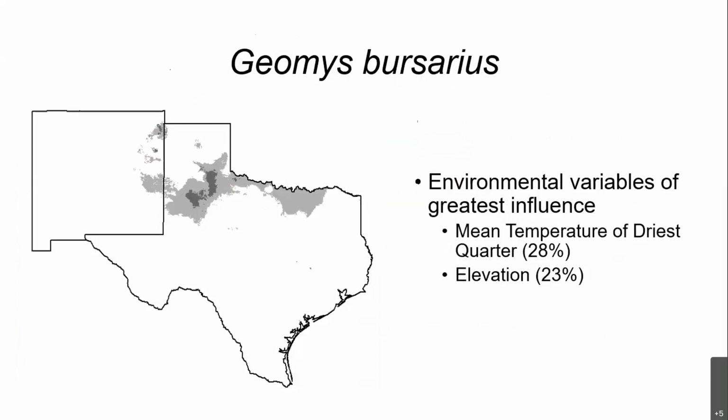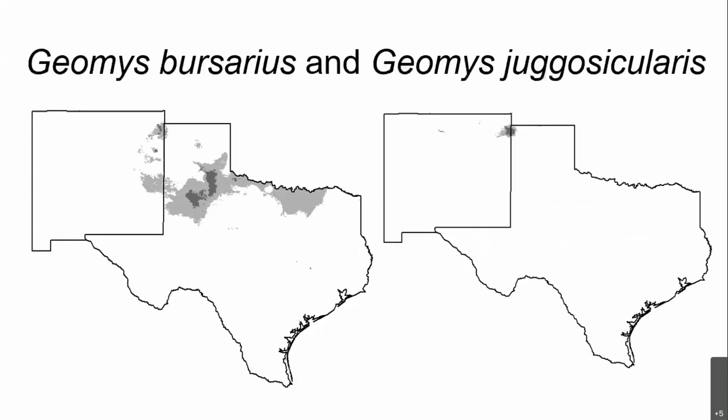So again, I'm not going to go through all 19 species distribution models for Geomys. That would just take too long. But the environmental variables of greatest influence for Geomys bursarius are mean temperature of driest quarter and elevation. Something interesting to note about the SDM for Geomys jugosicularis is that it kind of overlaps with a similar grouping with bursarius that you can see on the slide here.